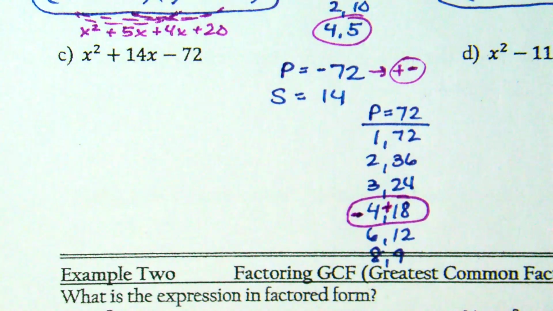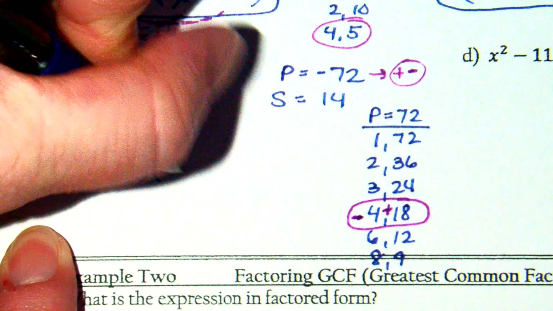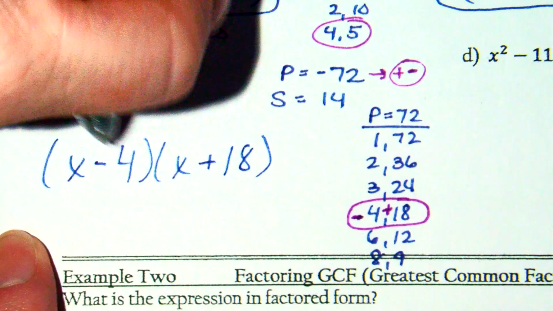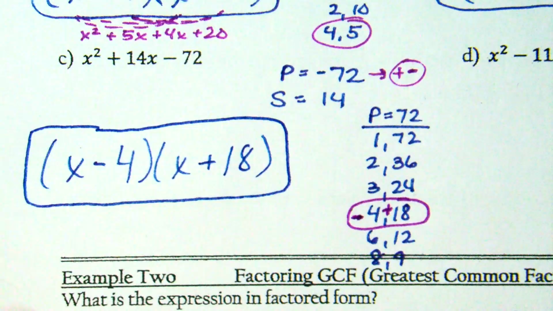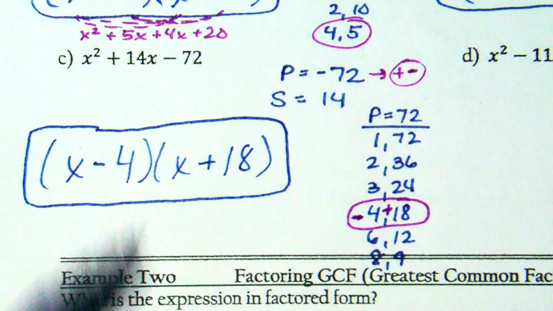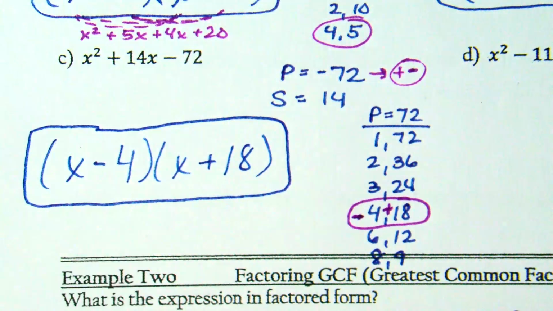Okay. What's my answer? Oh, x minus 4 in parentheses, and then x plus 18. Okay. x minus 4 times x plus 18. So x squared, remember, breaks up with this type of factoring to x times x. We said we need a minus 4 and a plus 18, so those each got their parentheses. If you don't feel confident, you can check yourself, right?